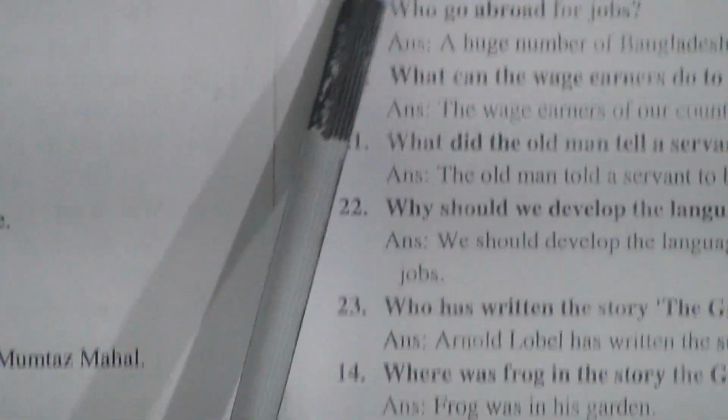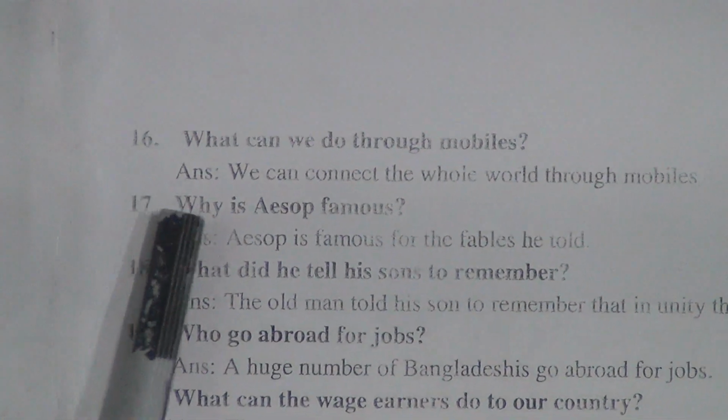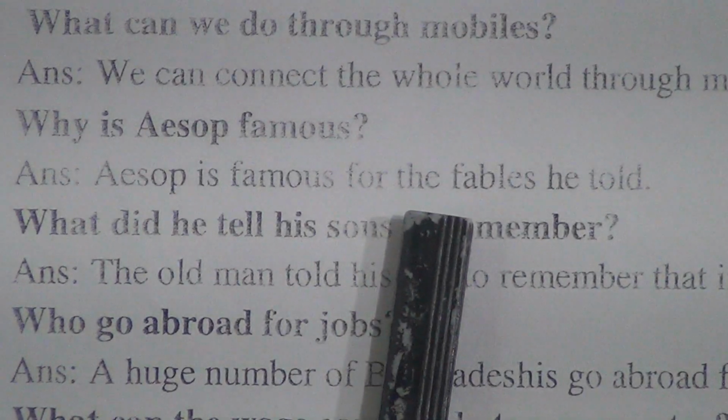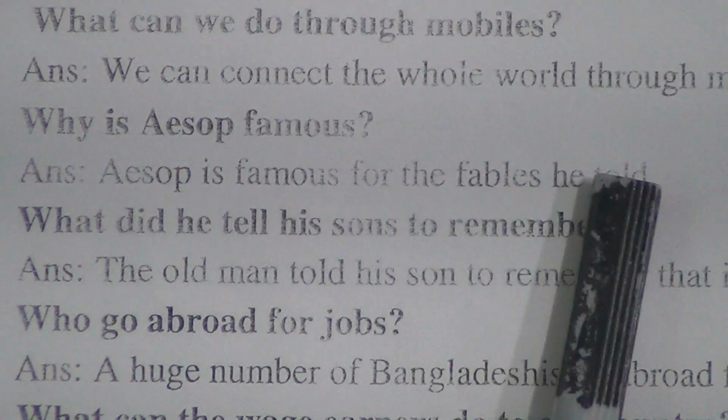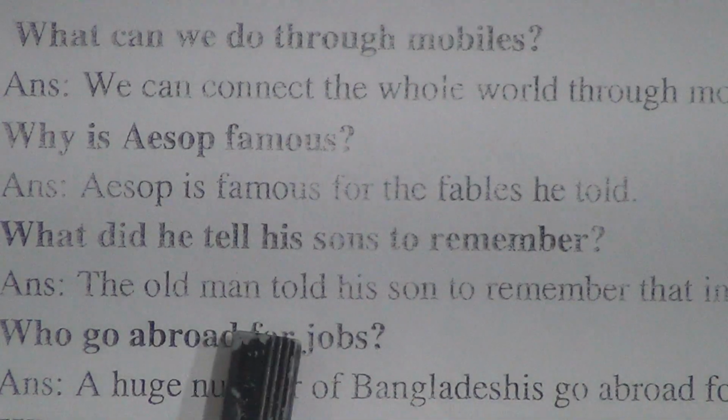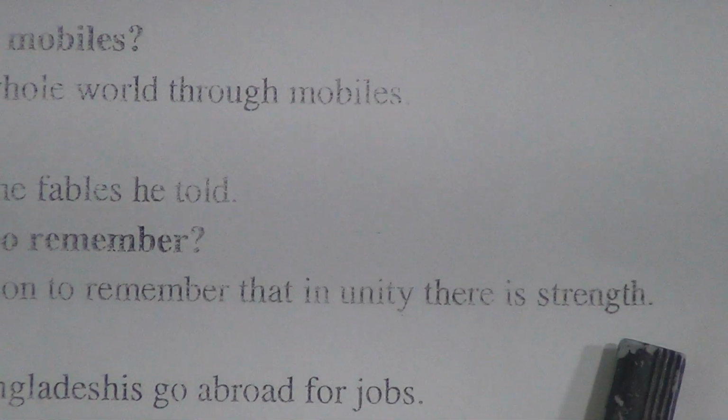We'll move to the next page, number 16. What can we do through mobiles? Answer: we can connect the whole world through mobiles. 17, why is Yusuf famous? Answer: Yusuf is famous for the fables he told. 18, what did he tell his sons to remember? Answer: the old man told his sons to remember that in unity there is strength.